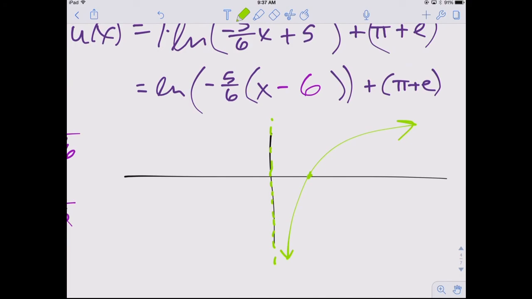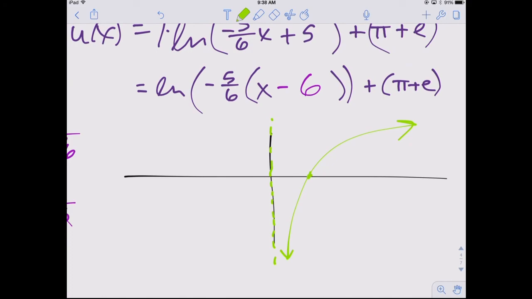What does the 1 in front of the natural log do? Vertically stretches by a factor of 1. Do we have to say that? No. Okay. The negative in front of the 5/6 is a reflection across the y-axis. Kind of important? Yeah, very important, because now the graph lives to the left of the vertical asymptote, and it's going down. It's decreasing. Good. So keep that in mind.